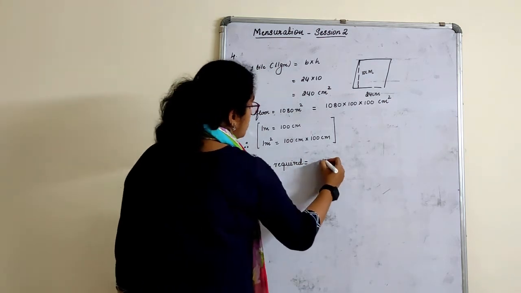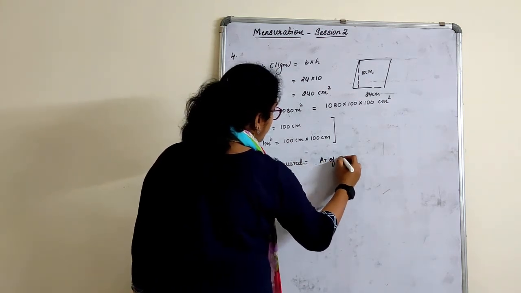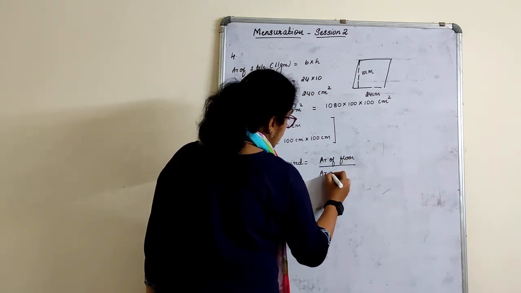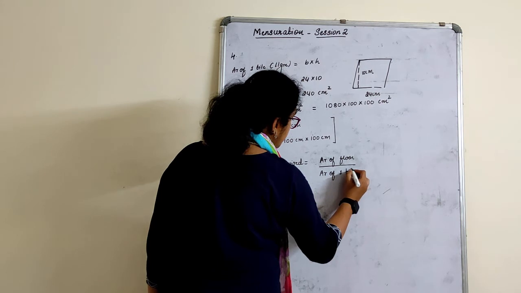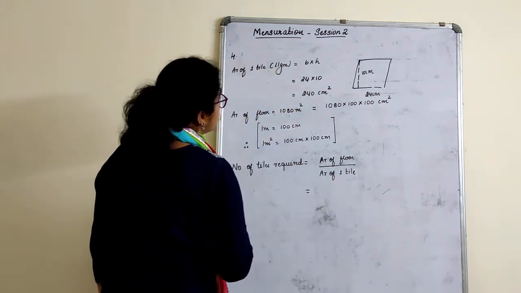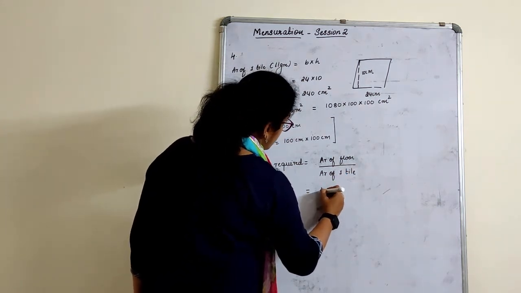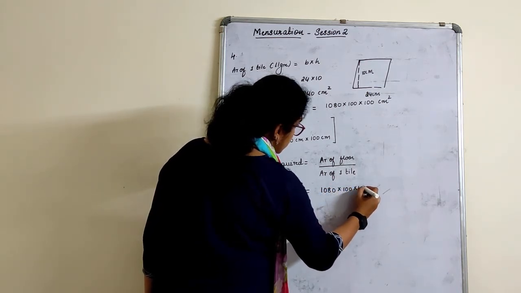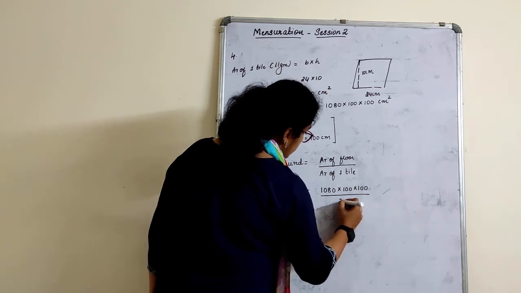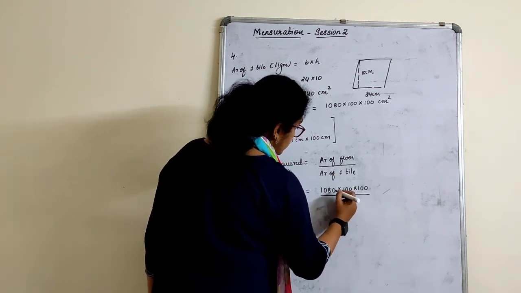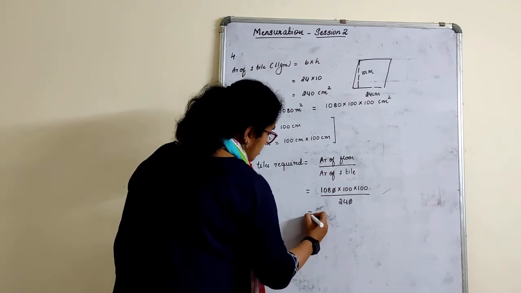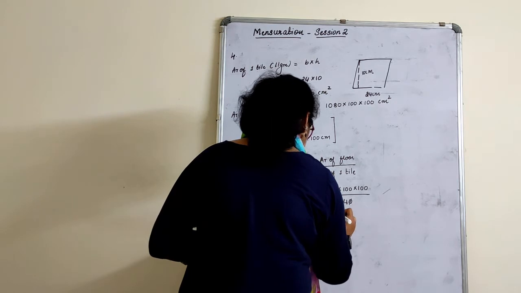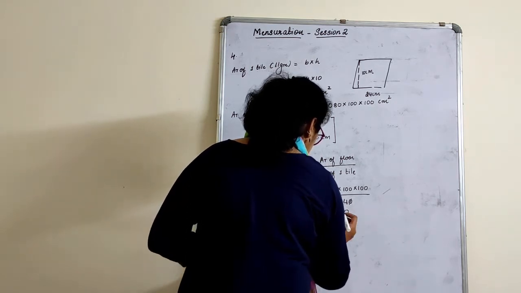That is equal to area of floor divided by area of one tile, which is nothing but, what is area of the floor? 1080 into 100 into 100 divided by 240 into 0 and 0. So cancel this. You will get the answer as a total of 45,000 tiles.